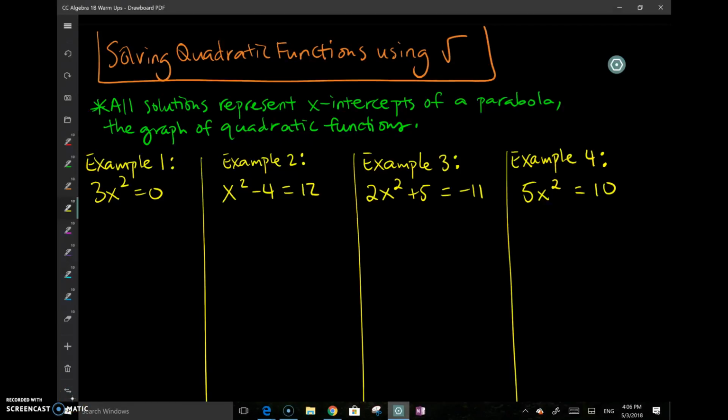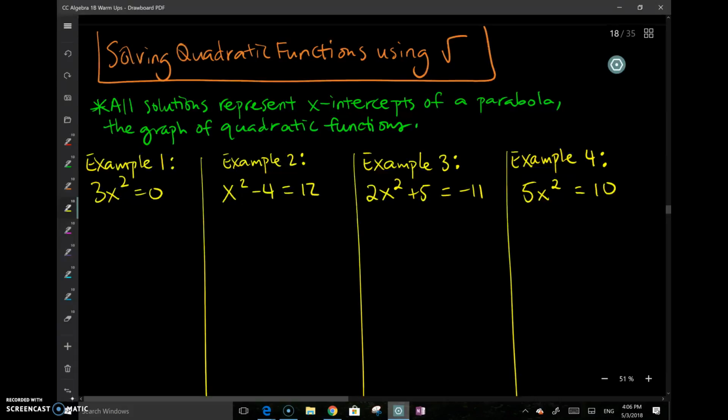Hi everybody. In this video I'm going to show you how to solve a quadratic function by using a radical. This is just one of several methods that you can use to locate the x-intercepts of a parabola, which is the point of doing this in the first place, as I wrote over here in green. So let's go ahead and begin.